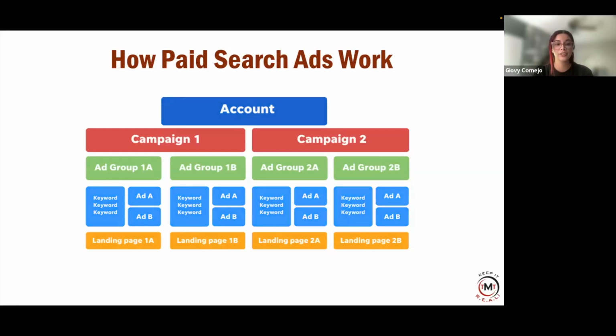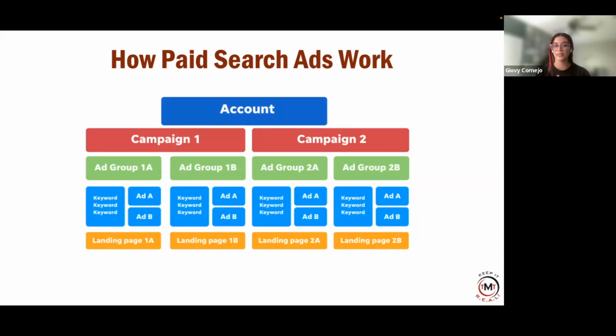Inside of your account, so this will be either your Google or Bing ad account, you're going to have that one campaign. Inside of those campaigns are going to be your ad groups. Now, your ad groups should be themed and relevant to the ad copy and keywords that are associated with them.